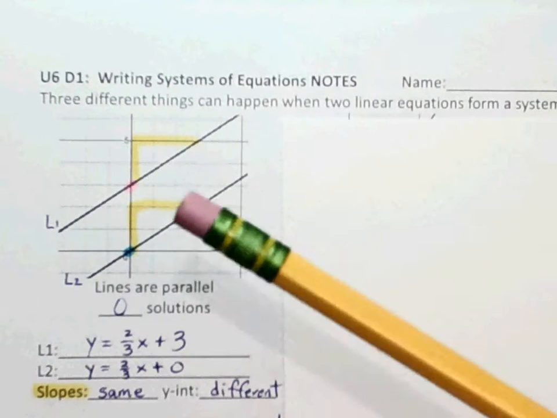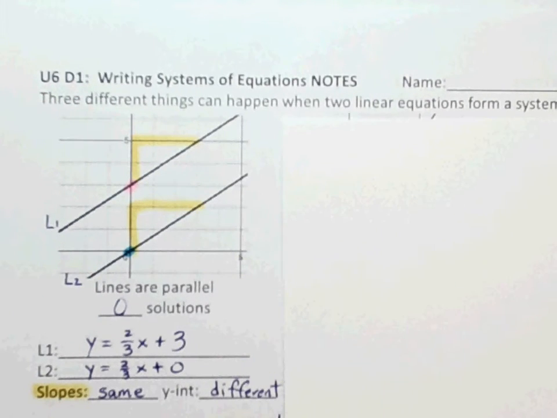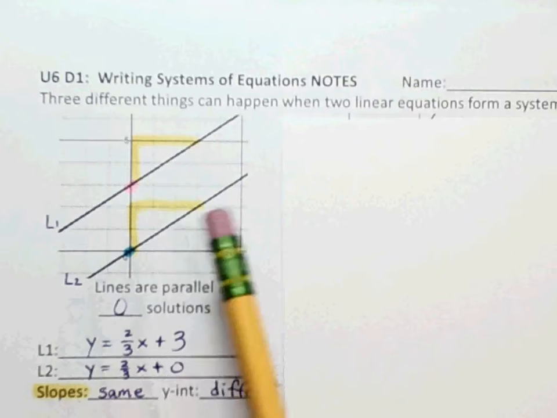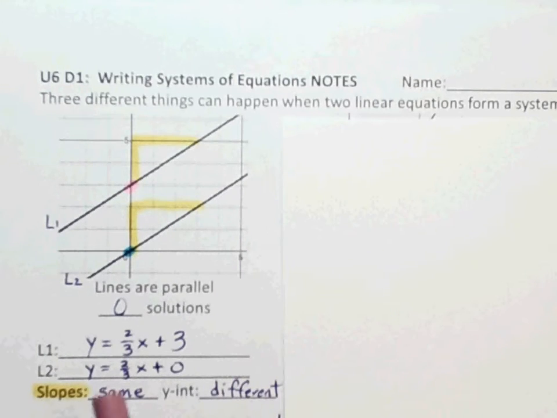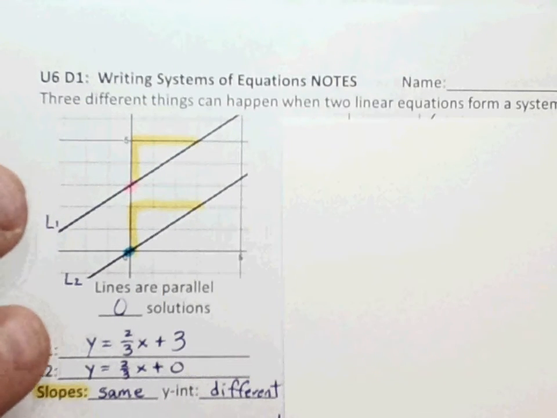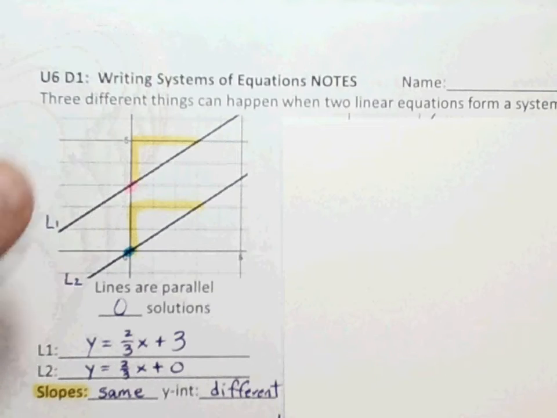could be parallel. Obviously a picture of parallel lines. Notice I have slope triangles, and I identify the y-intercepts. So because these two lines will never cross, they have no solution, zero solutions. When you see parallel lines and they say, what's the answer to the system? You're going to say there isn't one because the two lines don't cross.